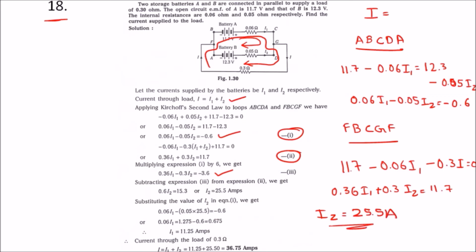Using this I2, we will substitute in any one equation, that is 1 or 2, to get the I1 value. I1 will be 11.25. Once we get I1 and I2, we know I is nothing but the addition of I1 and I2, that is 36.75 amps. So we have found the current which will flow across the 0.3 ohm resistance.